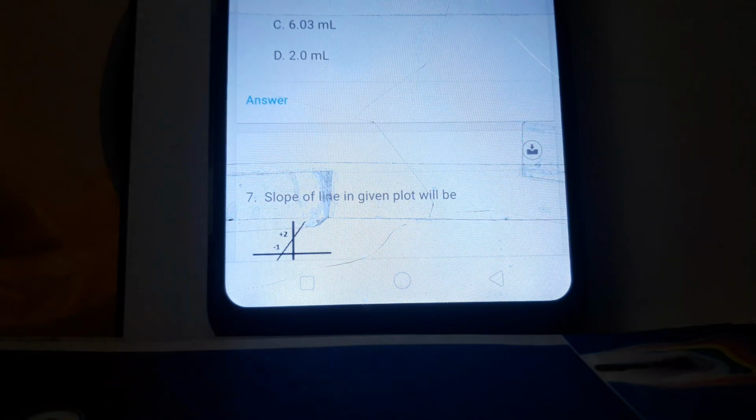Next question. What amount has to be taken from 11 N HCl to make 50 ml of 2 N HCl? A. 11 ml, B. 9.09 ml, C. 6.03 ml, and D. 2.0 ml.